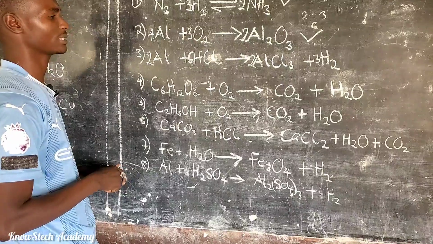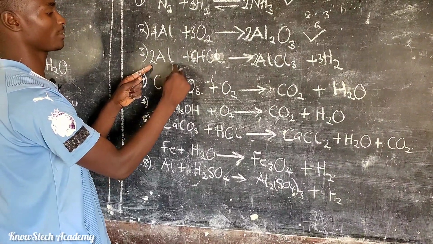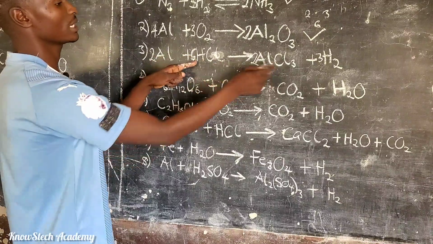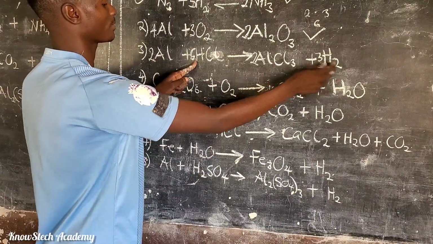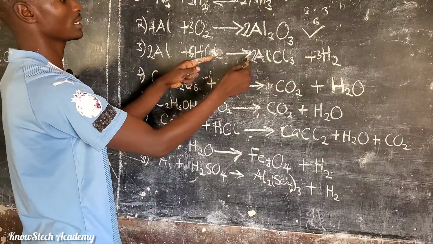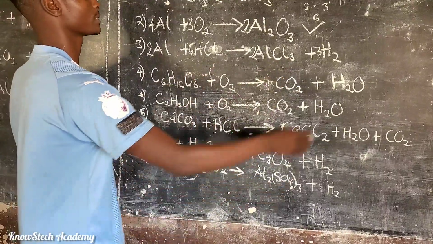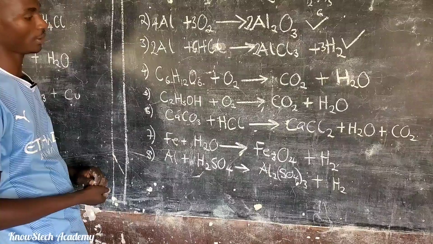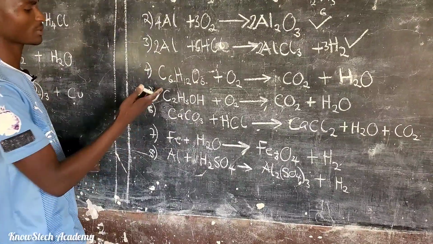Let's double check. Is this equation balanced? You have 2 atoms of aluminum, 2 atoms of aluminum, 6 atoms of hydrogen, 6 atoms of hydrogen, 6 atoms of chlorine, 6 atoms of chlorine. So this one also is balanced. Nice. Go to 4. This is glucose.